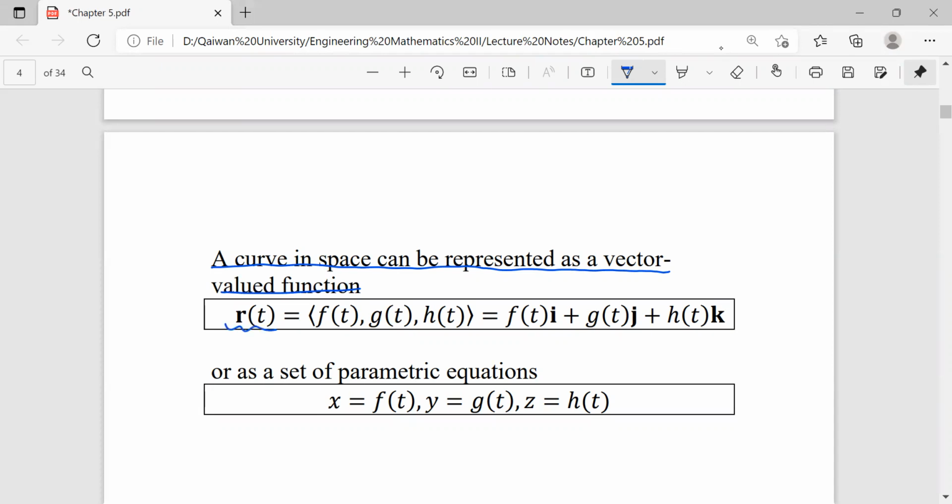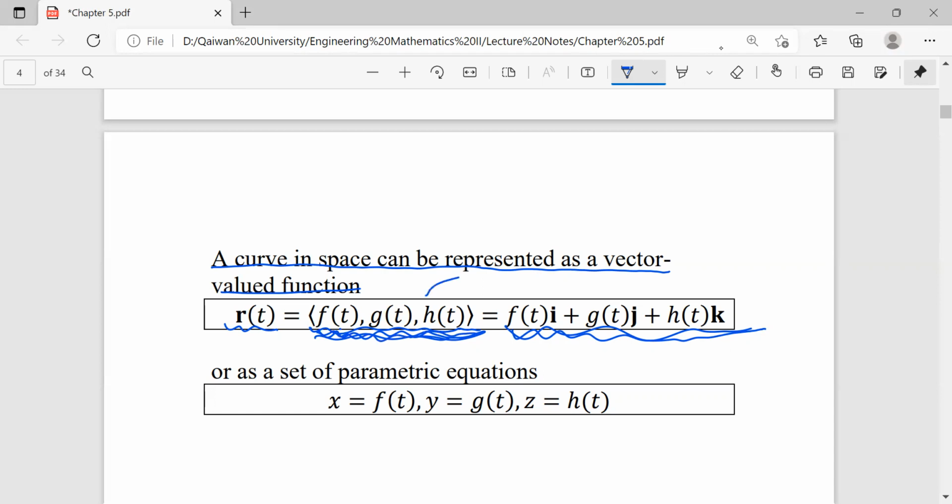For example, r of t is a vector. Vectors can be represented either in this way or in this way. Both are the same. You can represent a vector either in angle brackets or in this form. Here f of t, comma, g of t, comma, h of t. This is between two angle brackets. This is a vector valued function.